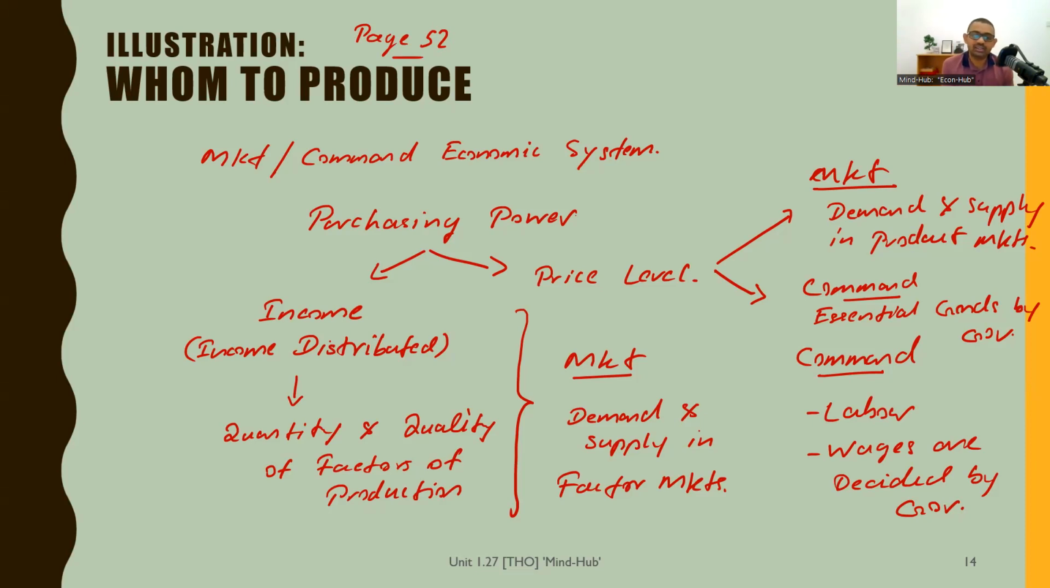So if you have a higher purchasing power, you can get more goods and services. If you have a low purchasing power, you get less goods and services. In a market system, the income is decided based on demand and supply in the factor market. Prices are decided based on demand and supply in the product market. In a command system, it's all about the government deciding these things.